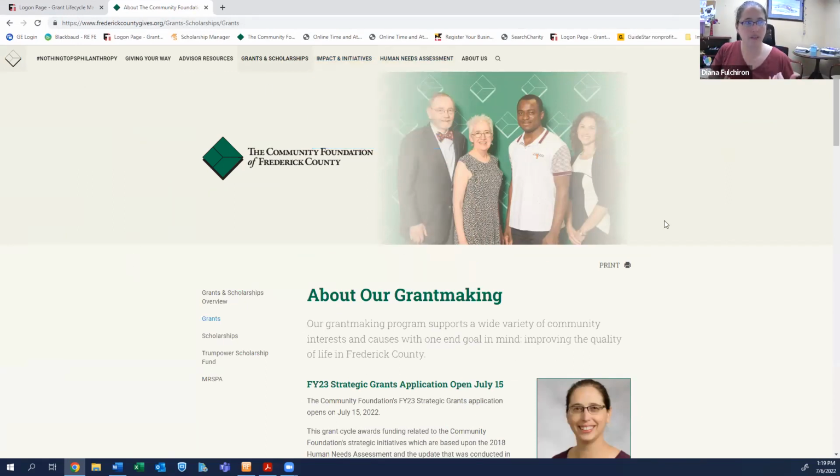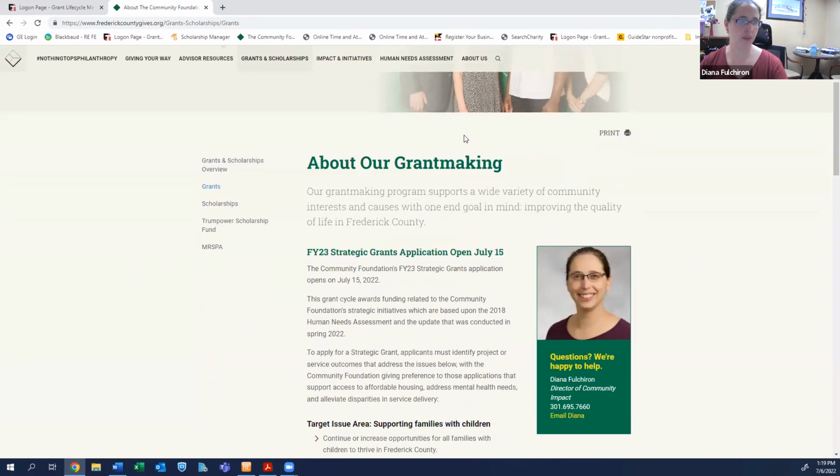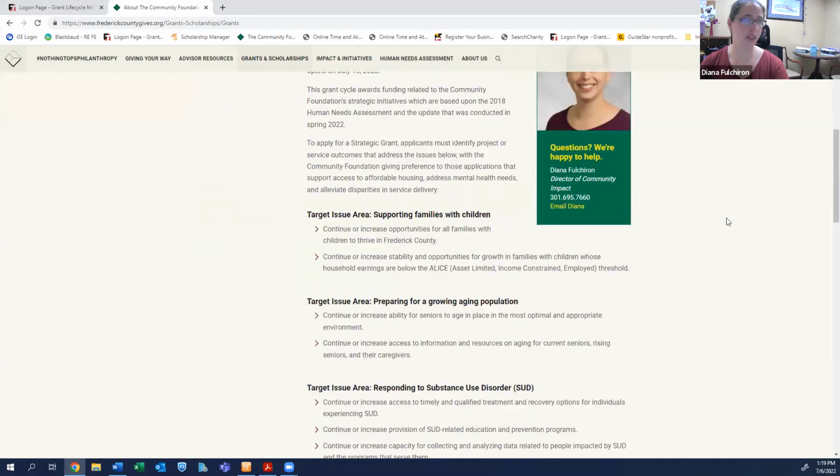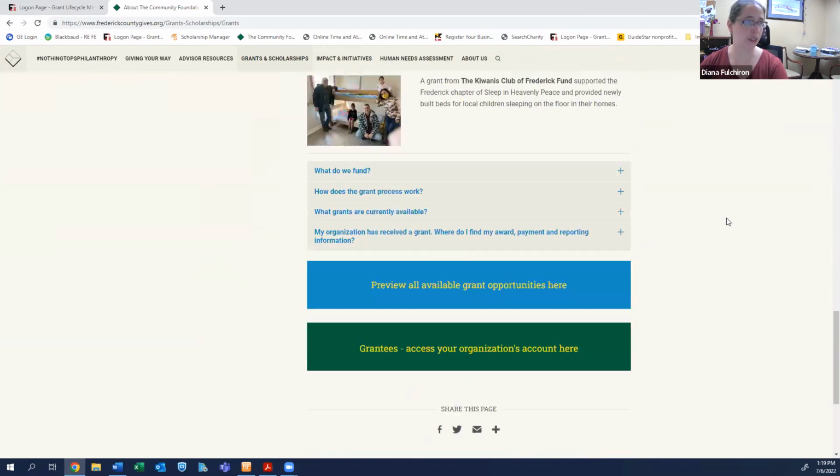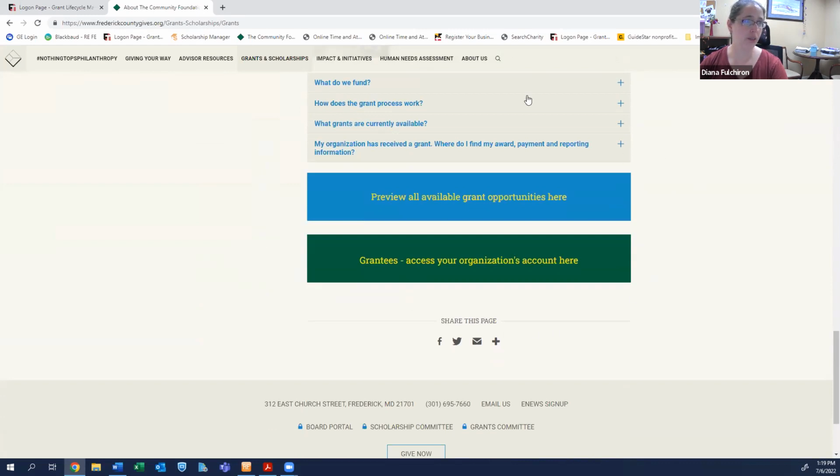So when you take that website journey and type in frederickcountygives.org/grants, it's going to take you to this page. At the top of the page, it's going to provide you some information about some of our current applications that are open right now or going to open. The strategic grants are going to be on top right now because that's what we're promoting most. If you ignore everything else and scroll all the way to the bottom, you're going to see two buttons: preview all available grant opportunities here, and accessing your organization's account here.